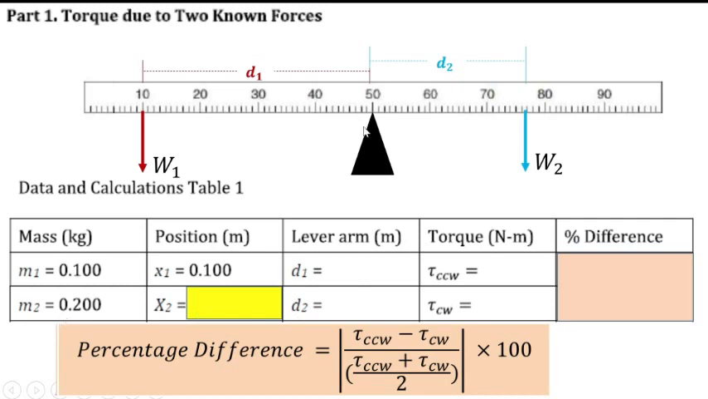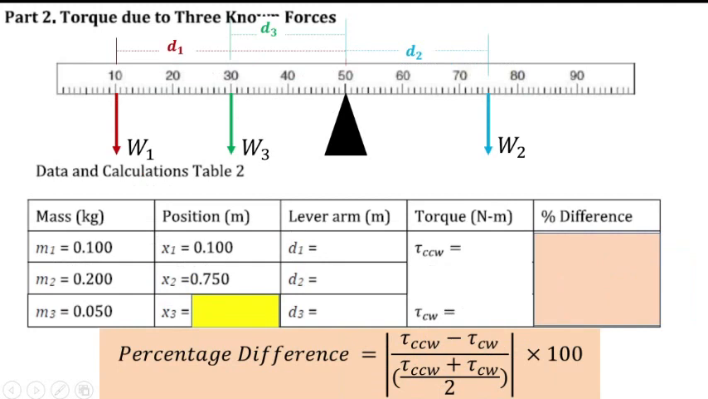Since this is a system in rotational equilibrium, the torque counterclockwise should be equal to the torque clockwise, and you will get the difference of that. Please use this formula to find the percentage difference of your 2 torques. The percentage difference is equal to the absolute value, so it's always positive, of the torque counterclockwise minus the torque clockwise, divided by the average of the 2 torques. To get the average, that is torque counterclockwise plus torque clockwise divided by 2. Your answer should be placed here.